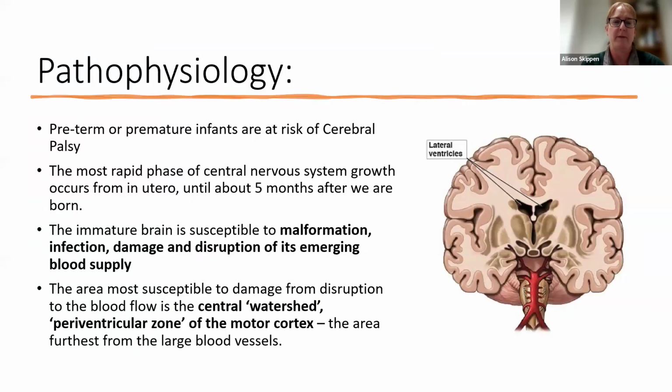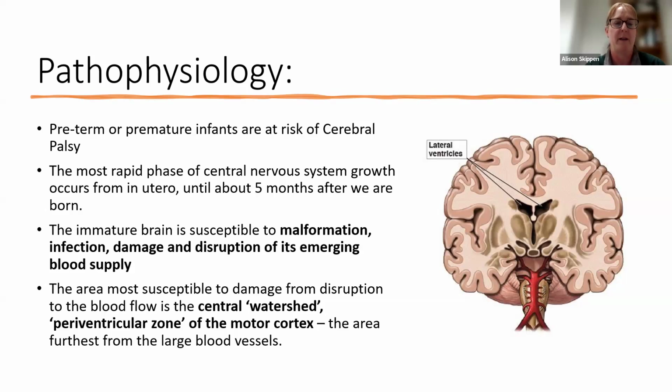So just going through the pathophysiology, and then that will lead us to how we type and describe cerebral palsy. A preterm or premature infant is at risk of cerebral palsy because of the rapid phase of central nervous system growth that occurs while they're growing in utero and then up until about 5-6 months of age. That leads to this more susceptible period for having cerebral palsy.